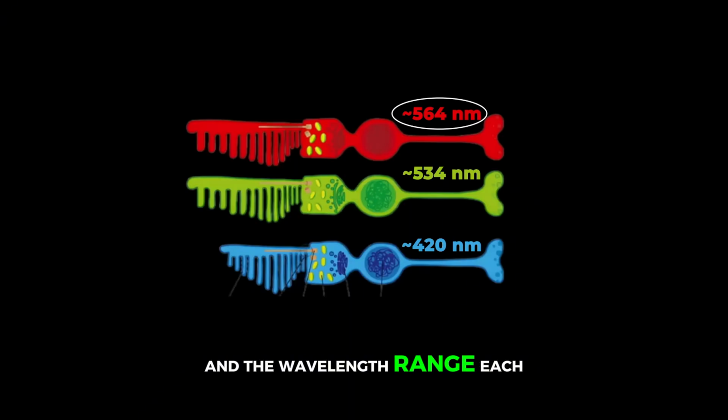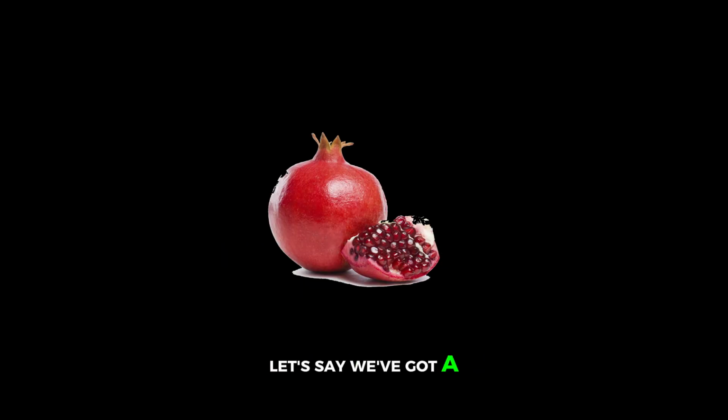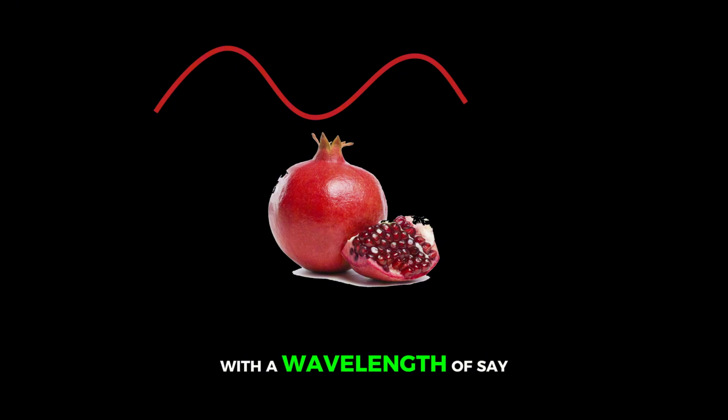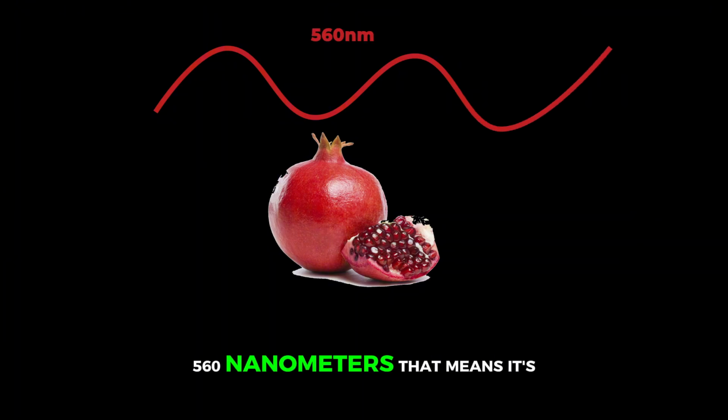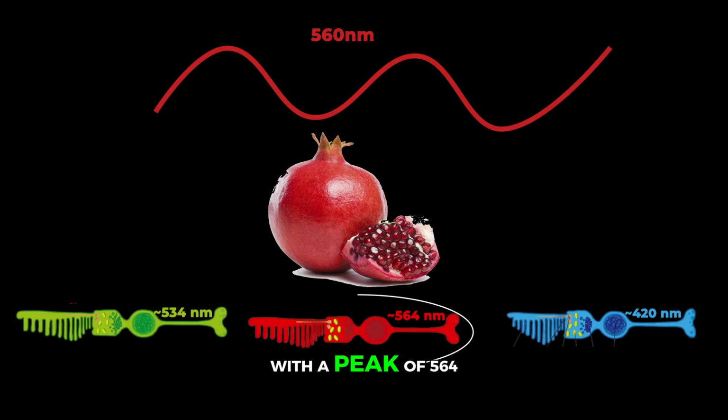And the wavelength range each of the three cones covers is specific. Let's call them cones because that's what they're called in English. So, for example, let's say we've got a red pomegranate here with a wavelength of, say, 560 nanometers. That means it's closer to the sensor with a peak of 564 nanometers than the one with a peak of 534. So the sensor most responsive to the pomegranate's light will be the red sensitive one.